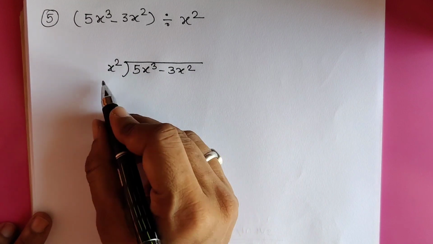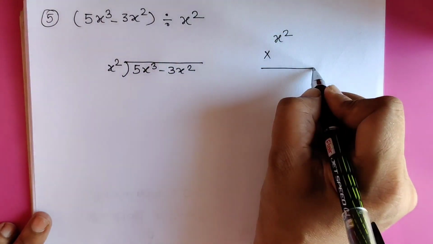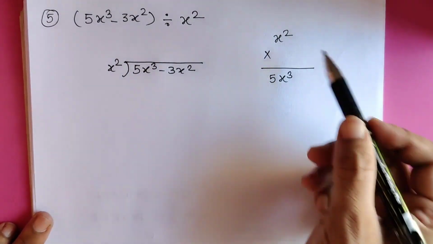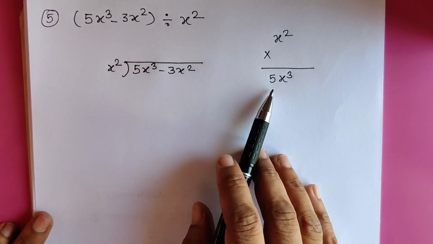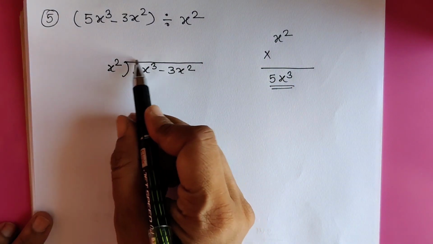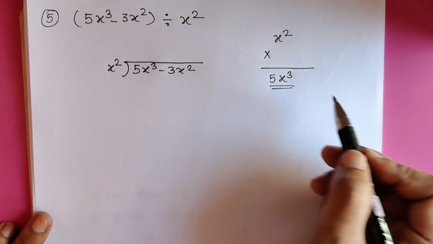First term is 5x cube. Our divisor is x square. So x square multiplied by what? We should get 5x cube. We have to find out a polynomial by which we multiply x square. Answer should be 5x cube. So we have to take the terms one by one. First term is 5x cube. So we have to find the answer 5x cube.